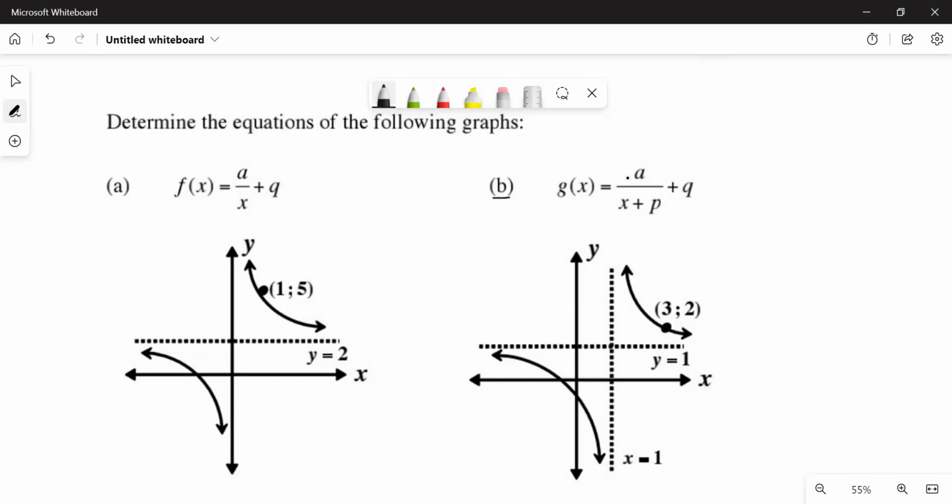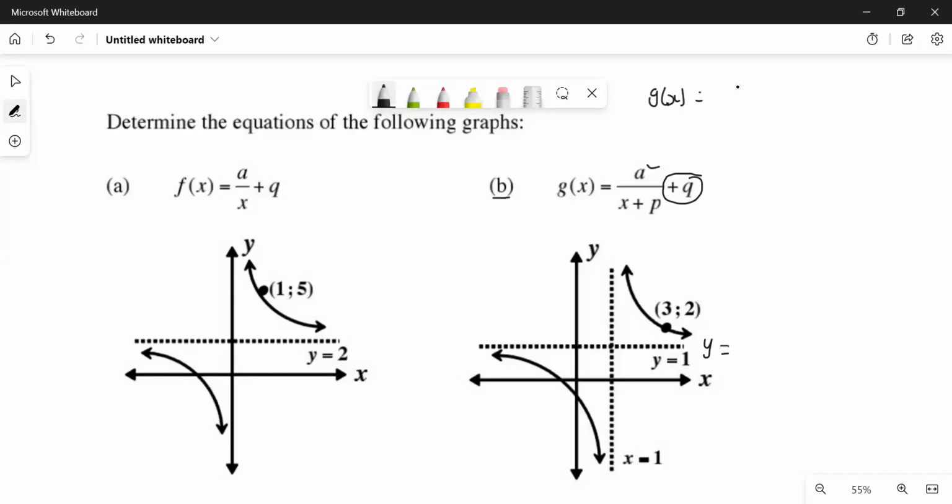When I do B, if you look at the following equation here, we have the variables A, P, and Q. Now we know how to get Q. I think Q is the simplest of them all. What does Q represent? It represents the horizontal asymptote. Now we'll check which one is our horizontal asymptote here. It's 1.